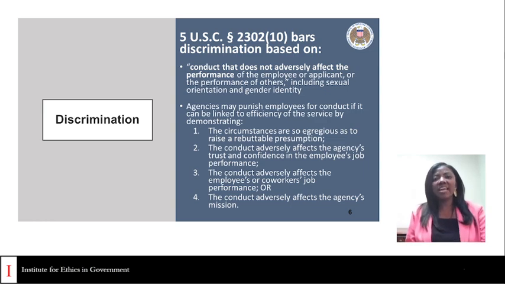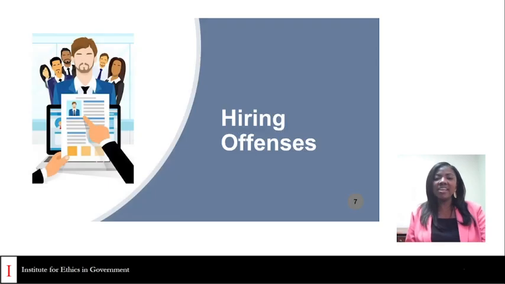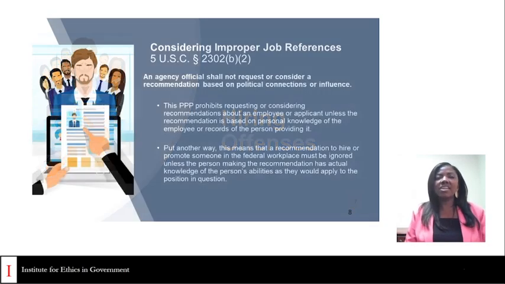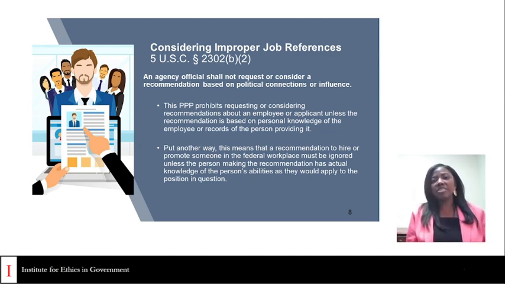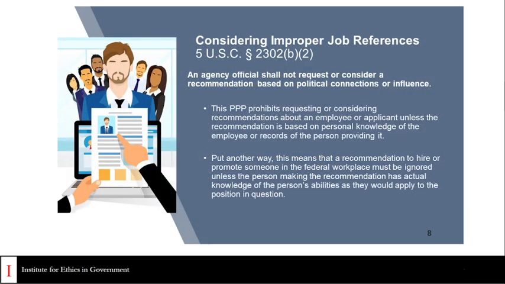So let's go ahead and move to our next category. So our next category is hiring offenses. And the hiring offenses really tie back to the merit system principles and the idea of fair and open competition and making sure that folks are promoted or hired into positions based on their merit. So let's move to the next slide. So the first PPP that we're going to talk about under hiring offenses is B2. I often refer to this one as a PPP relic, primarily because we do not see many of these allegations.